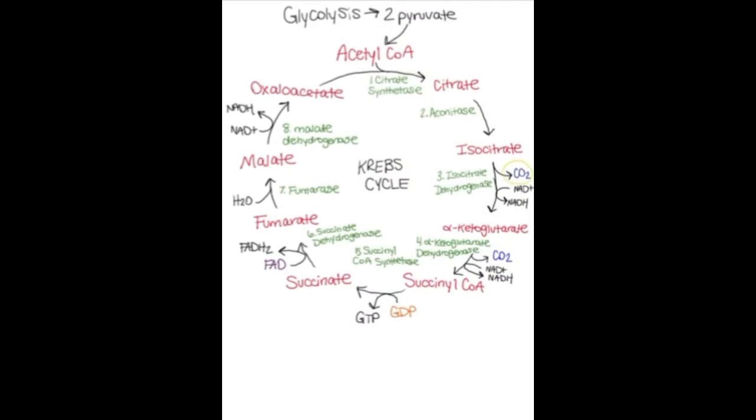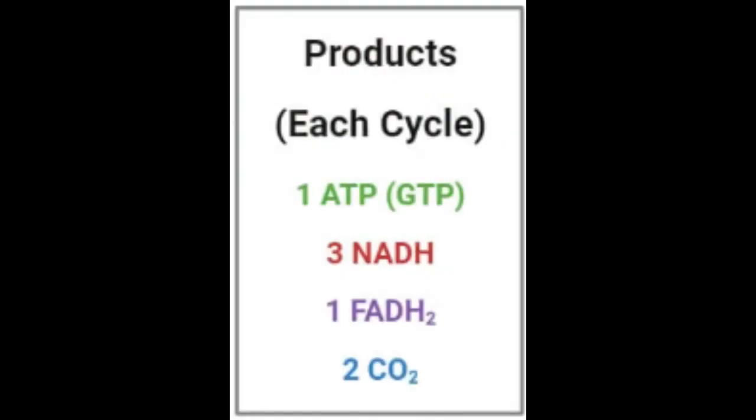Each turn of the Krebs cycle produces one GTP molecule, 3 NADH molecules, 1 FADH2 molecule, and 2 carbon dioxide molecules. The GTP molecule can then be used to produce ATP for further energy use. The NADH and FADH2 molecules will be used later in the electron transport chain. Carbon dioxide ultimately needs to be removed from the body by transportation out of the lungs.